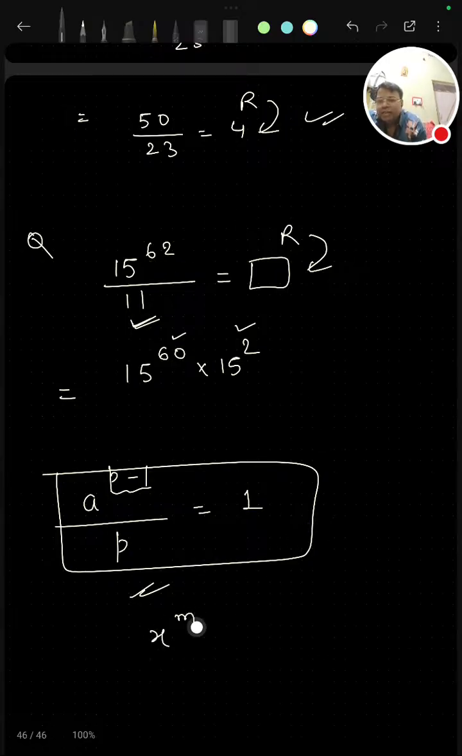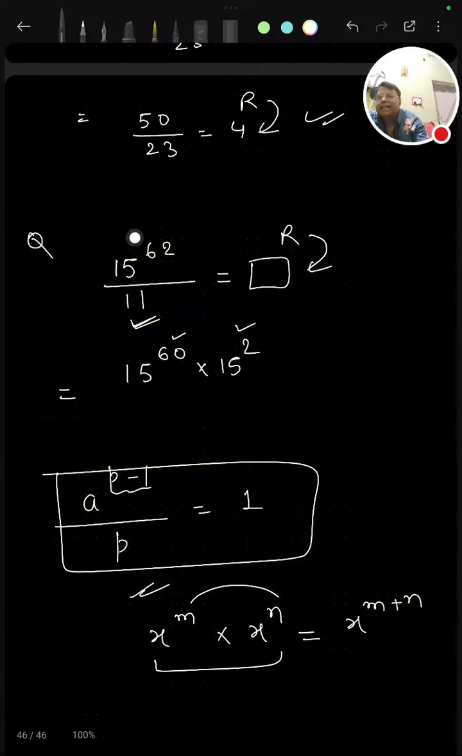If it is x to the power m multiplied by x to the power n, it is multiplication with the same base, so the powers are added: x to the power m plus n. So 15 to the power 62, I have to break into two parts, 15 to the power 60 and 15 square, so that I can apply Fermat's theorem. Now you can see it is 11 and it is 60. Clear?